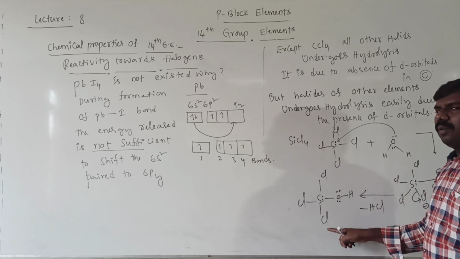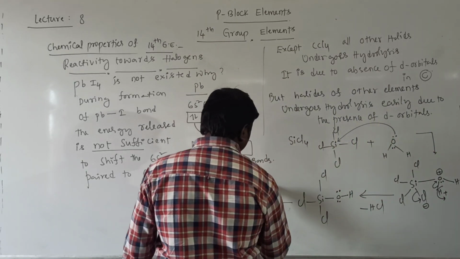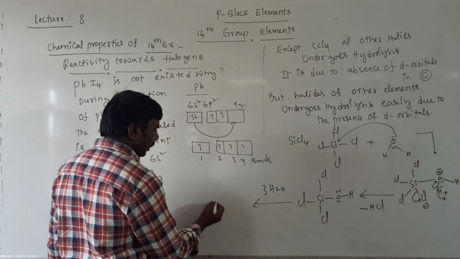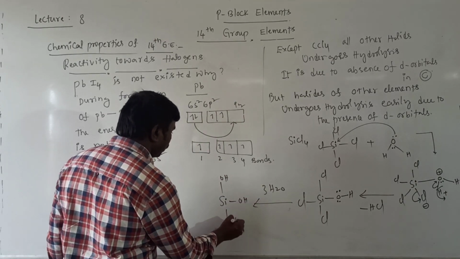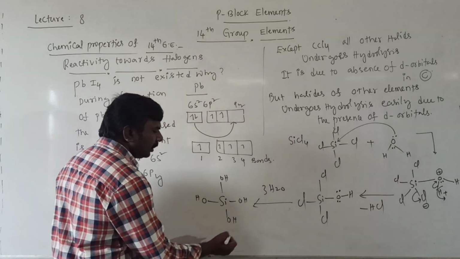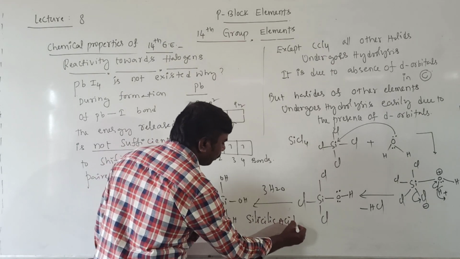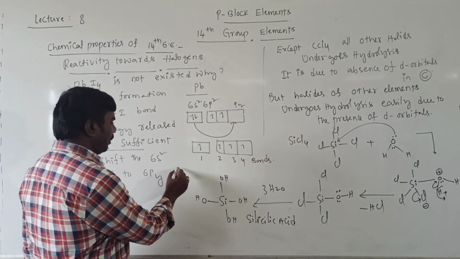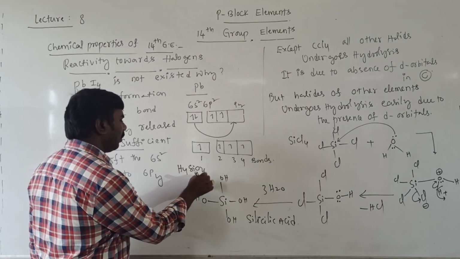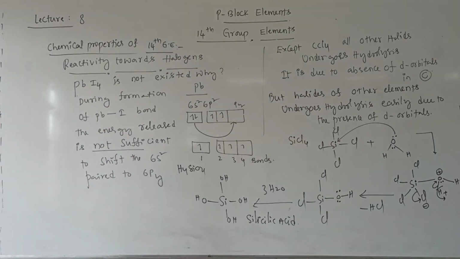To replace three chlorines, I need to add three H2Os. Same thing will be continued. Plus 3 H2O. Then it gives Si with OH four times. It is called silicic acid. Very good. Si(OH)4. It is also nothing but H4SiO4. Silicic acid is formed by the replacement of halogen by which one, that is hydroxide.